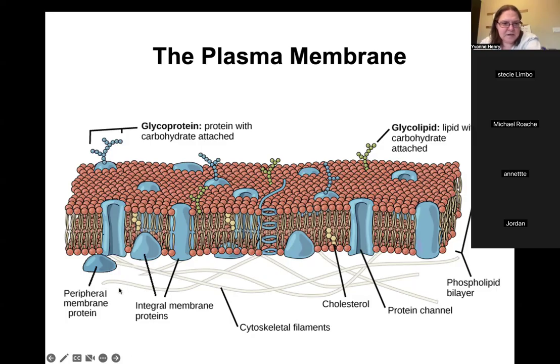So we can see underneath the cell, the bottom of the cell here is your cytoskeleton. So these would be your microfilaments and microtubules. Your phospholipid bilayer, because there's 2 layers pointing in towards each other so that the tails of the lipids are together and the heads are outside, blocking off the aqueous environment.